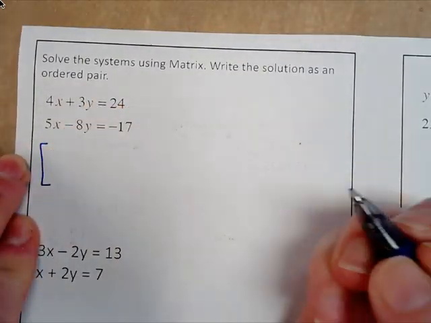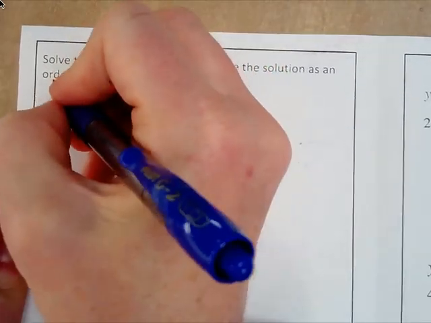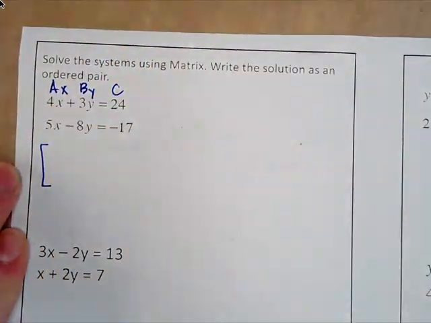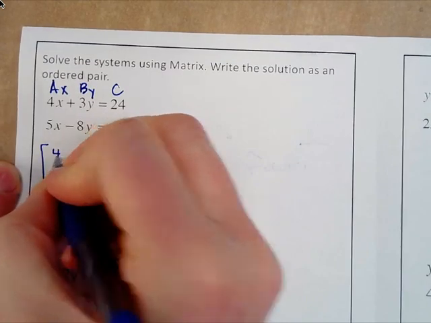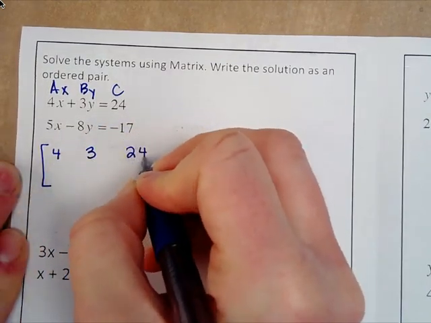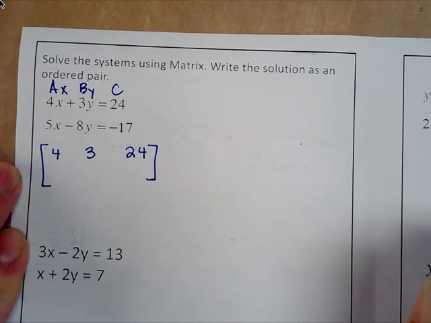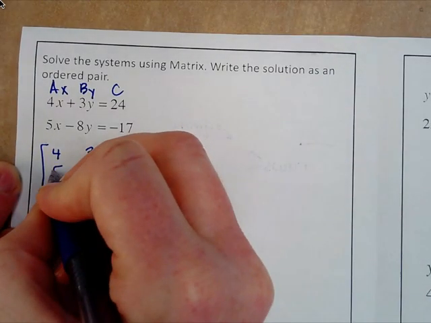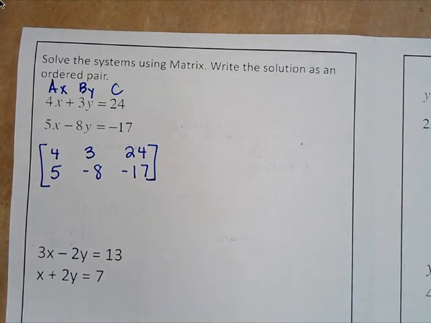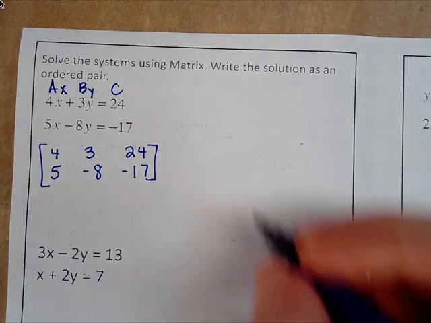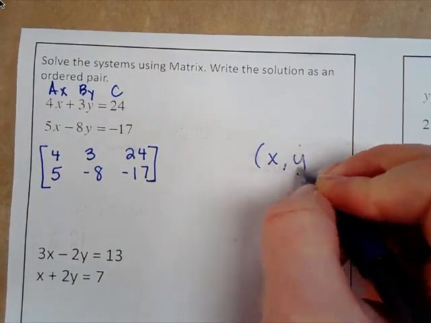It's written in AX, BY, C form. As long as it's written like that, we can just write our coefficients. So this would be 4, 3, 24. Then 5, -8, -17. Now, use your steps to solve the solution and get your answer in terms of x, y.